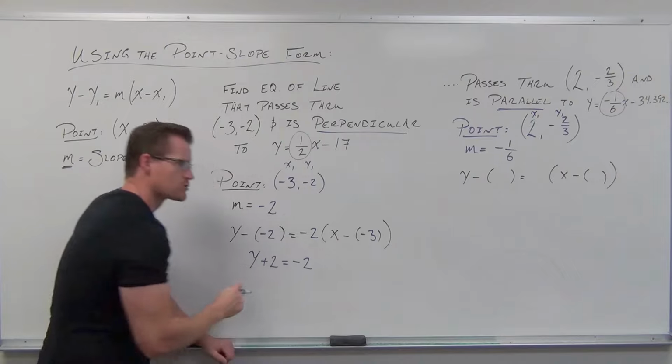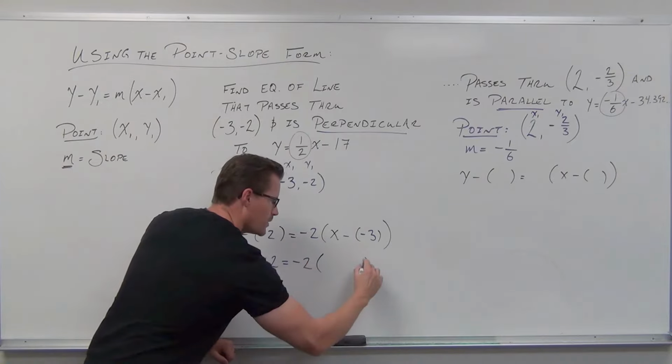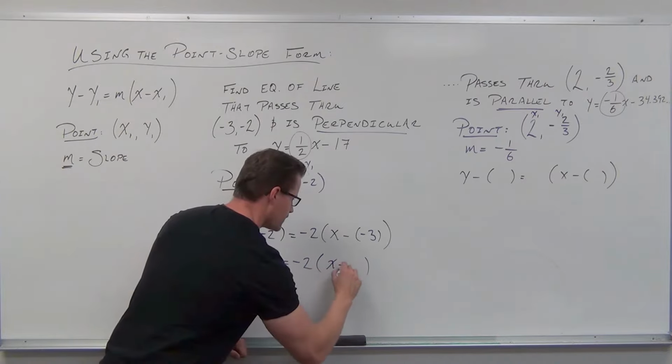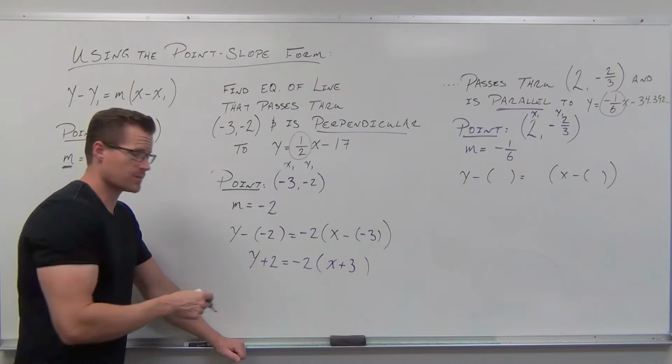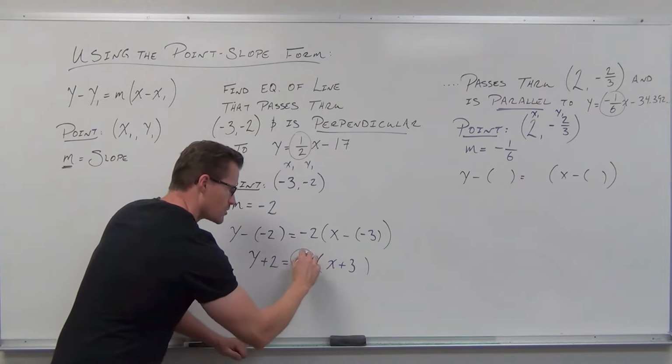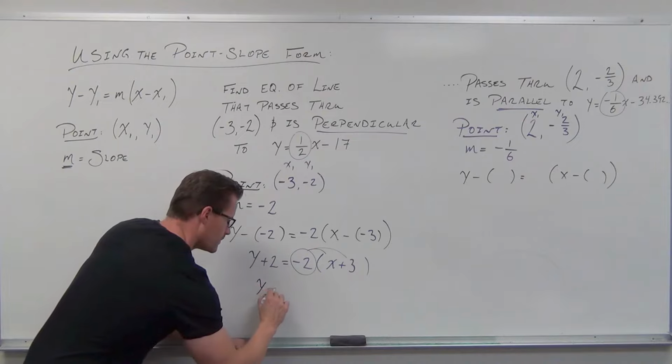-2 stays. I'm not distributing yet. I'm just simplifying. Simplify both sides first. X minus -3, that's x plus 3. I'm going to be real careful here because I've been dealing with signs, so I'm double checking my work. I'm going to distribute. That continues to simplify.